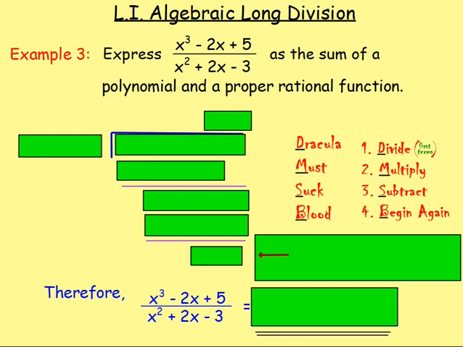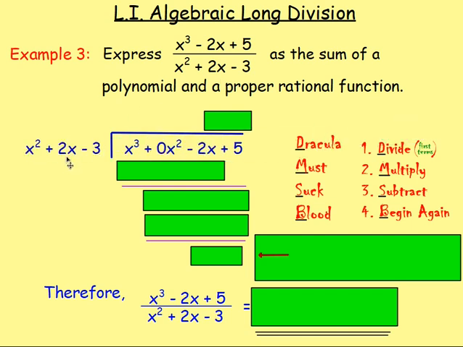Example 3. Express x cubed take away 2x plus 5 over x squared plus 2x take away 3 as the sum of a polynomial and a proper rational function. So for this one, we've got x cubed take away 2x plus 5. That is going to go under our dividing step. Just make sure that because there are 0x squared terms, we write down 0x squared. And we're dividing that by x squared add 2x take away 3. So that's just going to go to the left here.